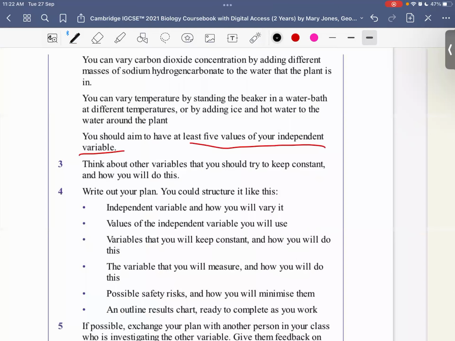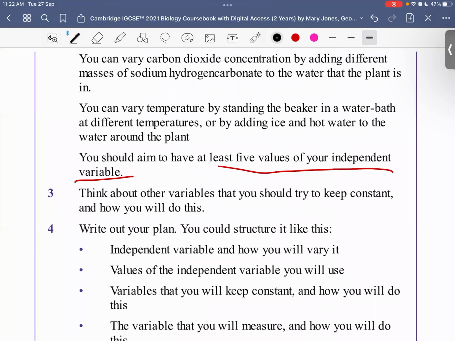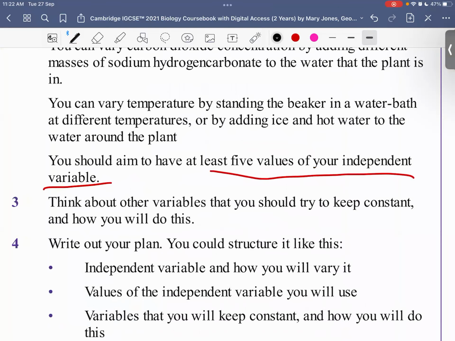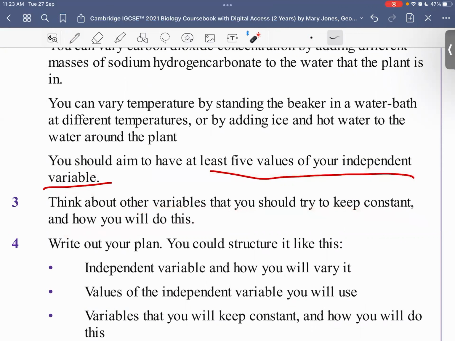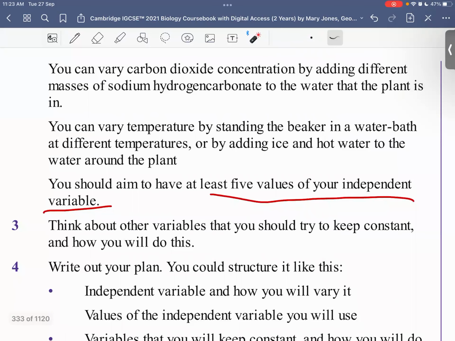It's saying you should aim to have at least 5 values of your independent variable. Think about other variables that you should try to keep constant and how you will do this. So in this scenario, we are studying the effect of varying carbon dioxide and varying temperatures on the rate of photosynthesis. So keeping them on one side, what are the other variables that you might want to keep constant in this particular setting? Yes, Hamza?